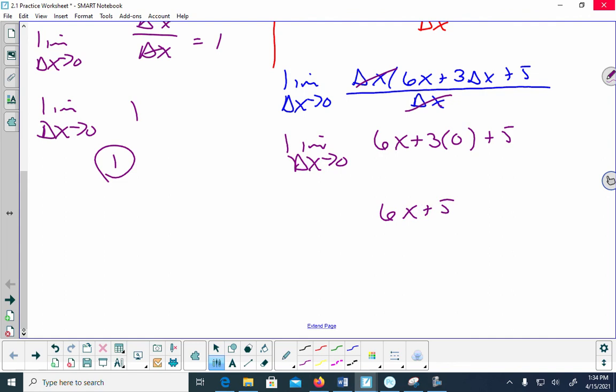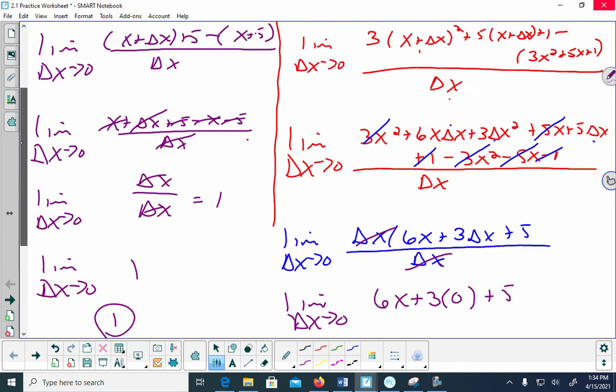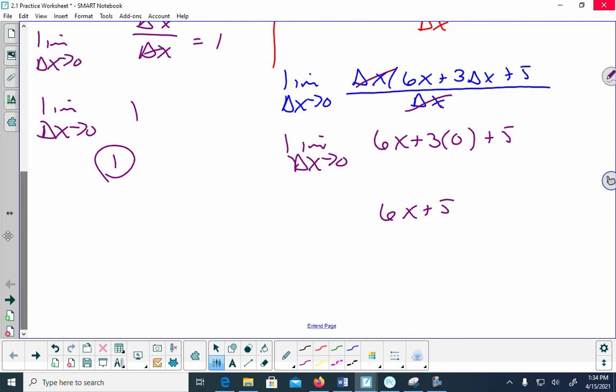Remember, this is the derivative, so I'm going to go up here. I believe it's just y is equal to. So the derivative is 6x plus 5. Oh, and I should have written the derivative is equal to 1. Yeah. Okay, moving on.